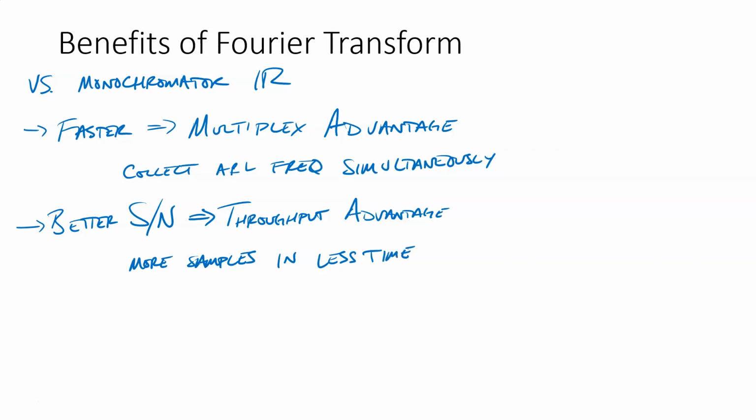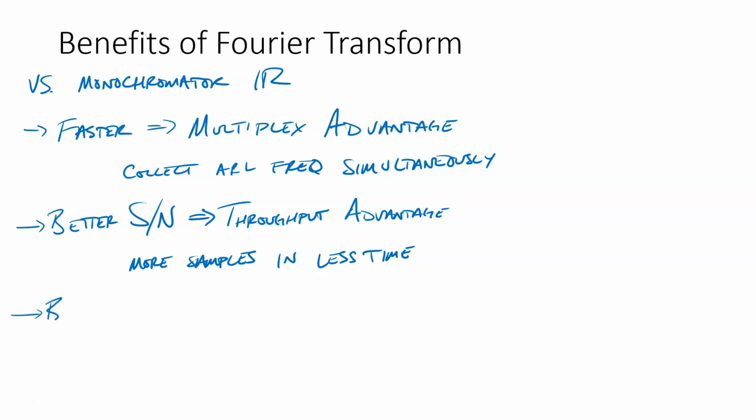Think back to our Chapter 5 discussion of signal to noise, where the signal to noise ratio increases by a factor of root n. And so, if we can do 100 averages in the time that it took to do one scan, we have a tenfold increase in signal to noise. And so, not only does it save time, but in the same amount of time, we get much better signal.